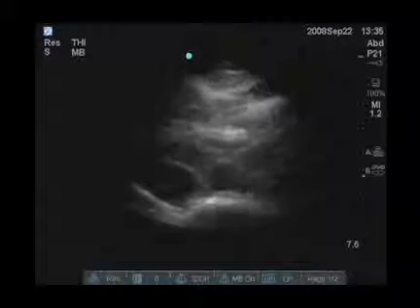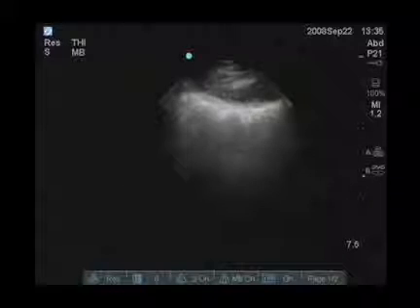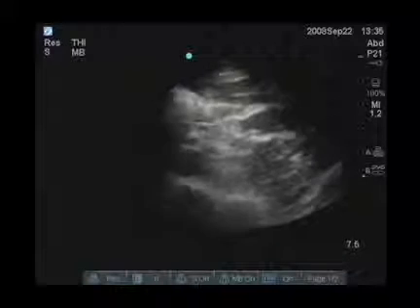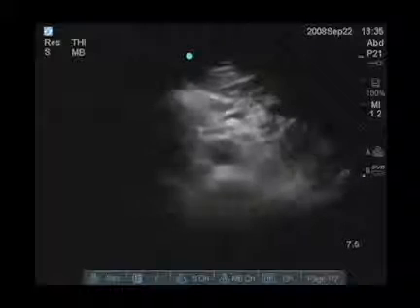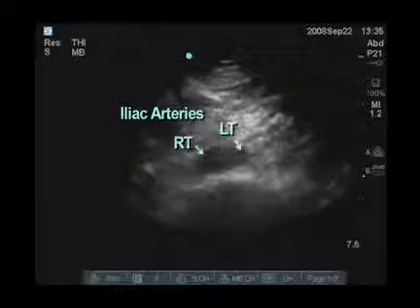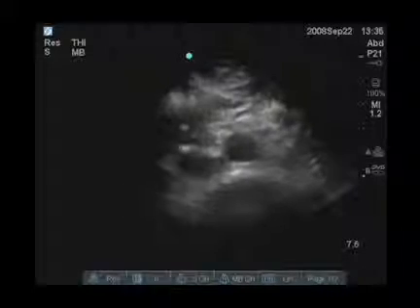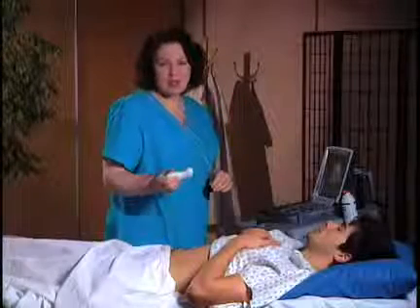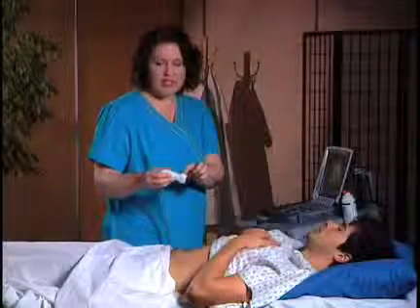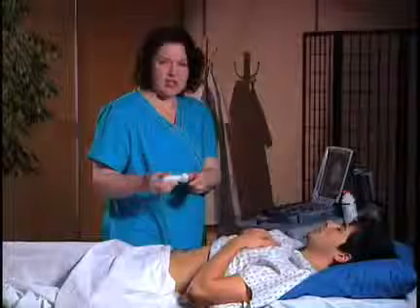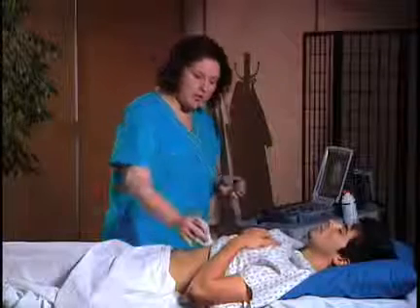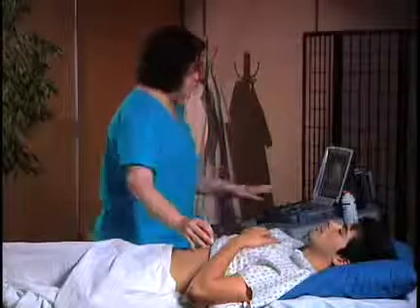I'm going to continue down to the level of the umbilicus, pushing away the bowel gas. And here I see the aorta divide into right and left iliac arteries. So now we see two round circles instead of one. Once we finish the transverse sweep, we're going to turn the transducer so the orientation marker is facing the patient's head. We'll place it again starting at the epigastric level.